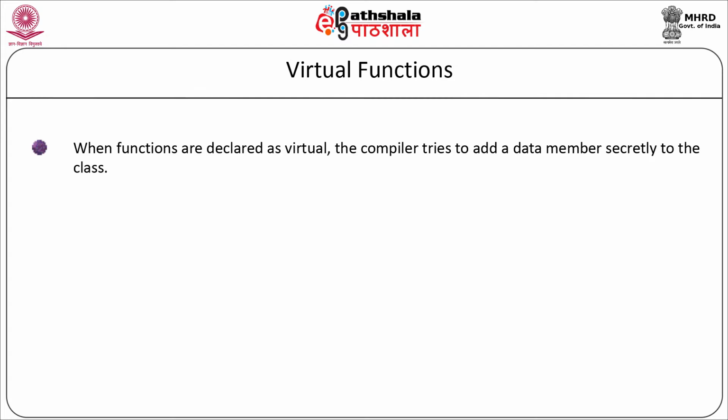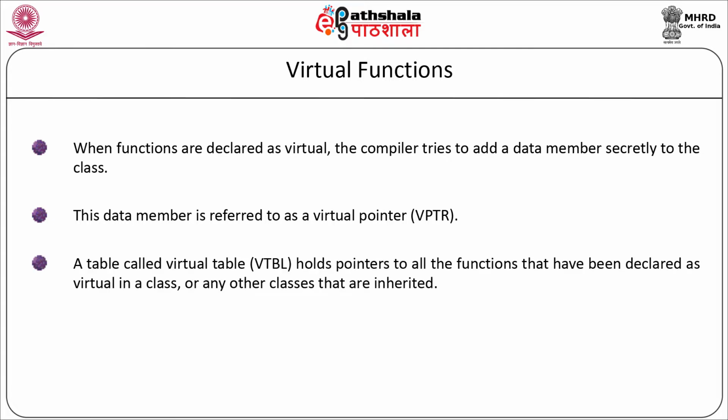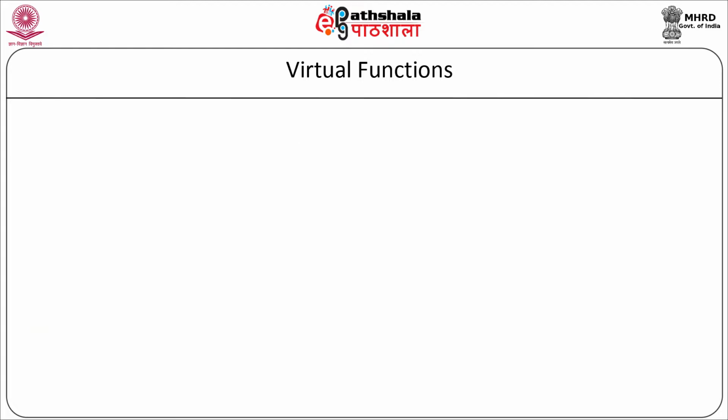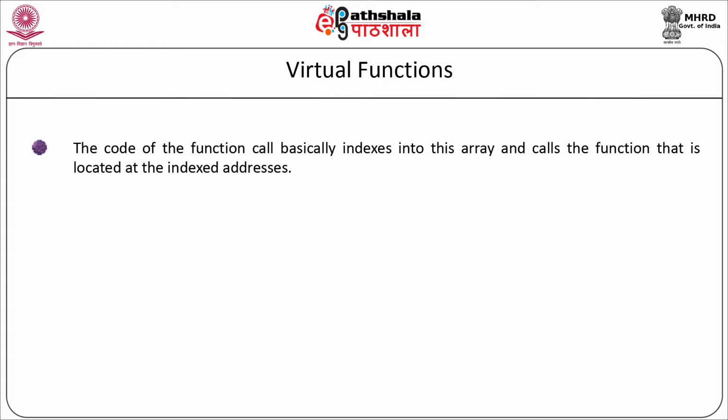When functions are declared as virtual, the compiler secretly adds a data member to the class. This data member is referred to as a virtual pointer, called VPTR. A table called the virtual table, VTBL, holds pointers to all the functions that have been declared as virtual in a class or any other classes that are inherited. At any time a call to a virtual function is made in the C++ program, the compiler generates the code that treats the vPointer as a starting address of an array of pointers to functions. The code of the function call basically indexes into this array and calls the function that is located at the index address.